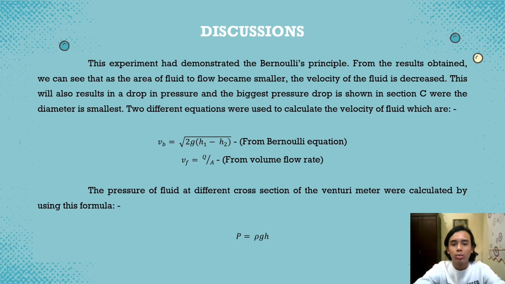Two different equations were used to calculate the velocity of fluid, which are Vv is equal to square root 2g(h1 minus h2), which is from the Bernoulli equation, and Vf is equal to Q over A, which is taken from the volume flow rate or continuity equation. The pressure of the fluid at different cross-sections of the Venturi meter is calculated using this formula, which is P is equal to rho gh.